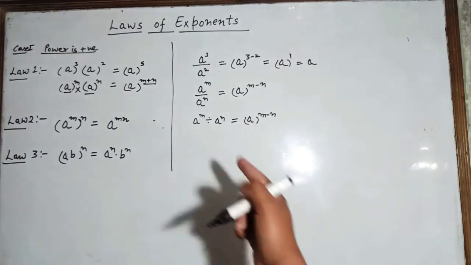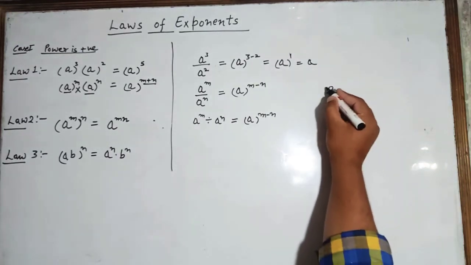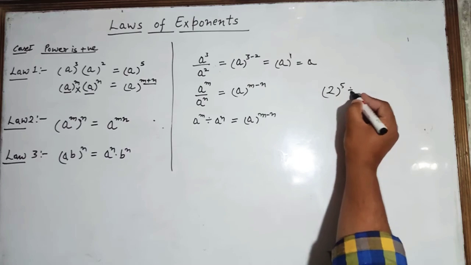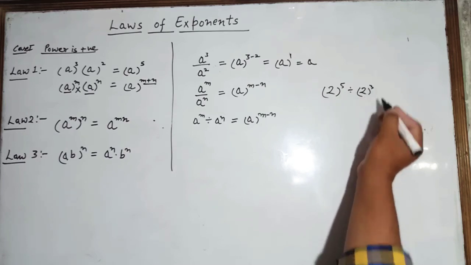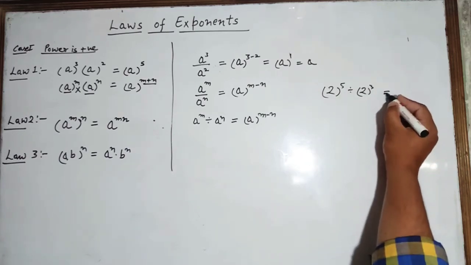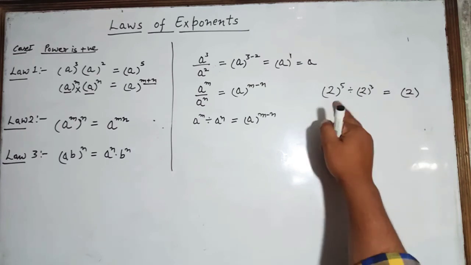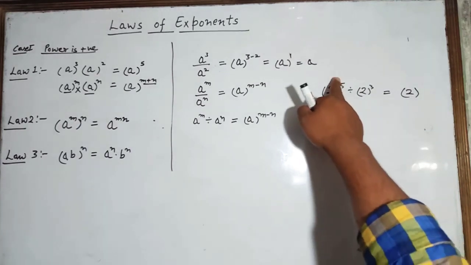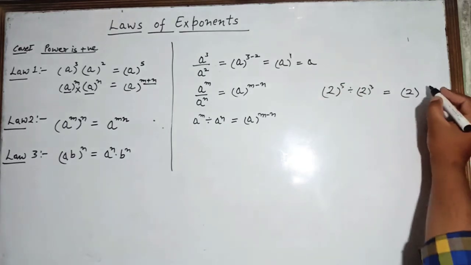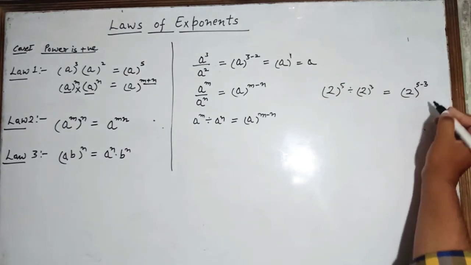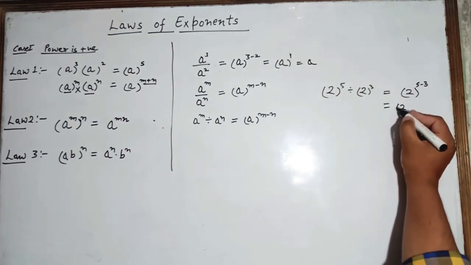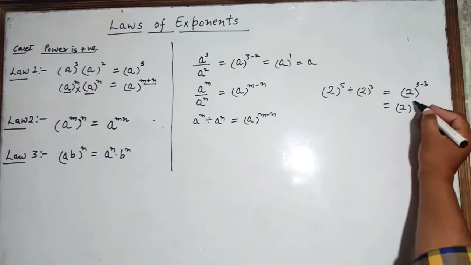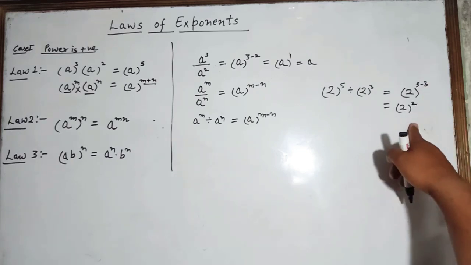One example we can take: 2 to the power 5 divided by 2 to the power 3. What will be our answer? You know that the base will remain the same, and in division the powers get subtracted. So we write 5 minus 3. It will be equal to 2 to the power 5 minus 3, which is 2. So 2 to the power 2 will be our answer.